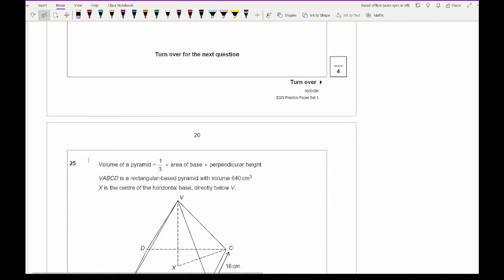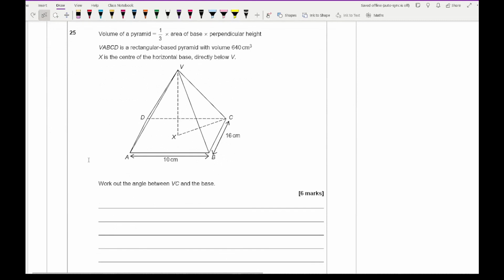Then moving on to question 25, our last question, it says that the volume of the pyramid is 1/3 times the area base times the perpendicular height. It says VABCD is a rectangular square base pyramid with a volume of 640. And the question is asking us to work out the angle between VC and the base. So this is the angle that I want to work out. Now, in order to work that angle out, I need to know what the perpendicular height is. I need to know what X to C is.